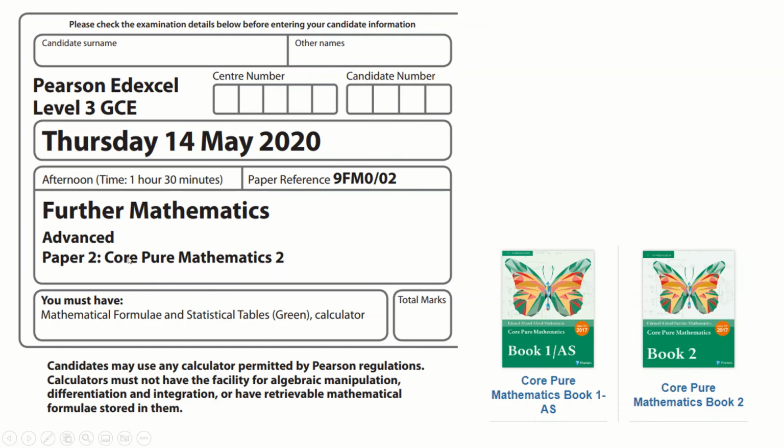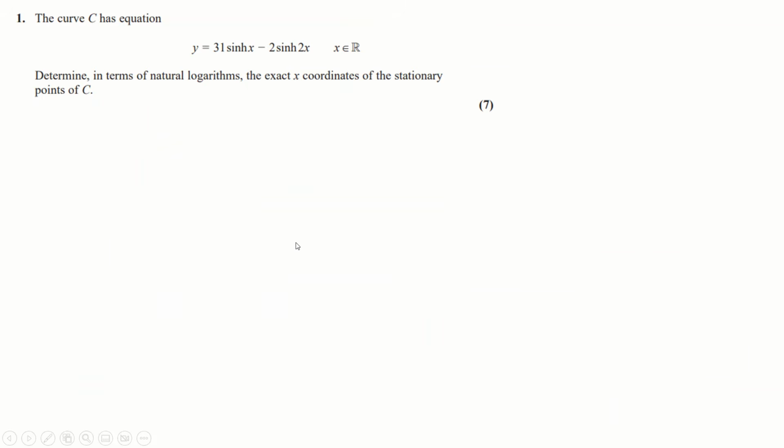This is a Further Maths paper, Core Pure Paper 2 from 2020, from the Pearson green butterfly books here, because I can never remember the names of anything, so it's just these books that this is testing. 1.5 hours, you're given a calculator because of course you are. It's great, isn't it? Anyway, exact coordinates of stationary points of C.